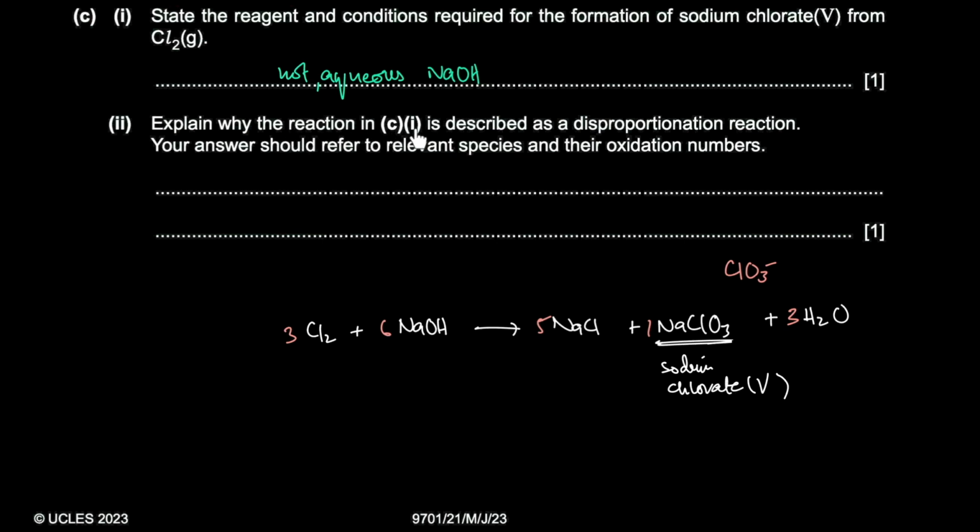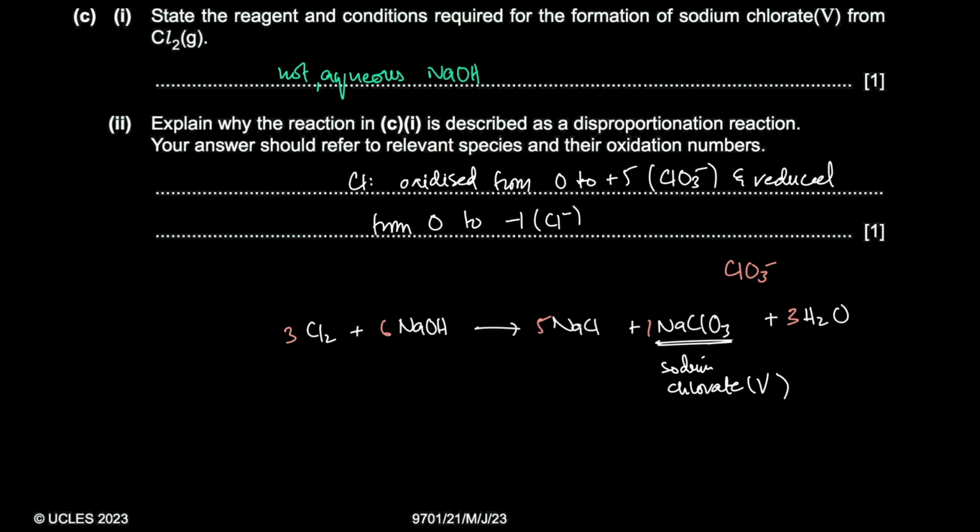Explain why the reaction in part C1 is described as a disproportionation reaction. Your answers should refer to relevant species and their oxidation numbers. So over here we can say that chlorine is oxidized from 0 to +5 in the chlorate ion, and reduced from 0 in the elemental form to -1, that's the chloride ion, and both of these things happen simultaneously.